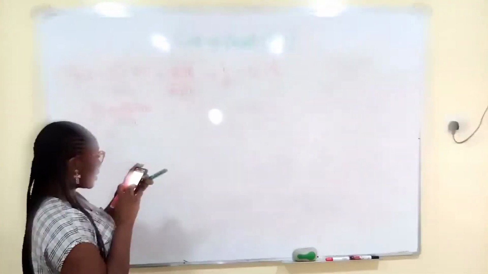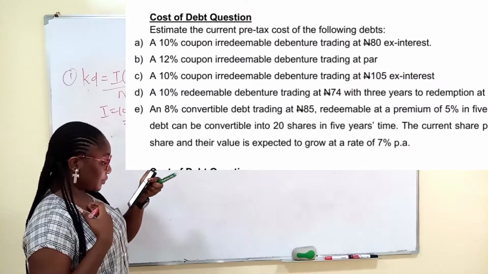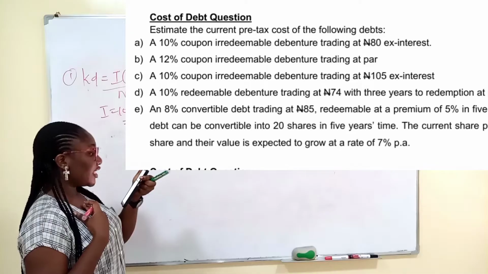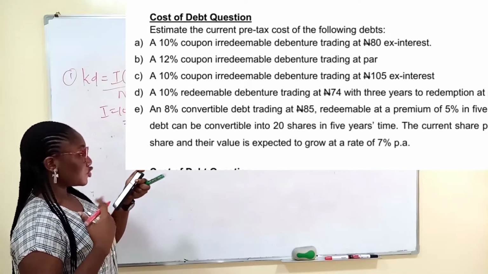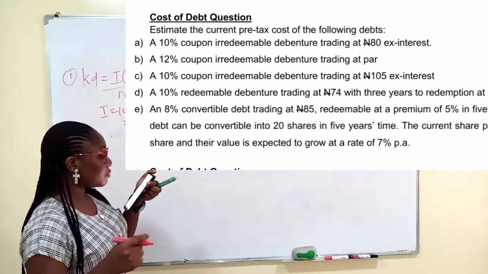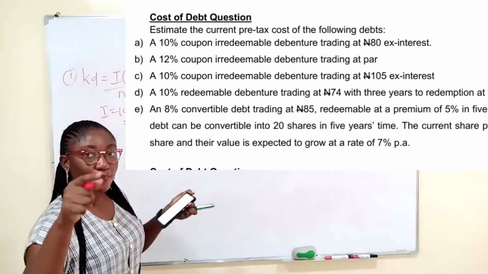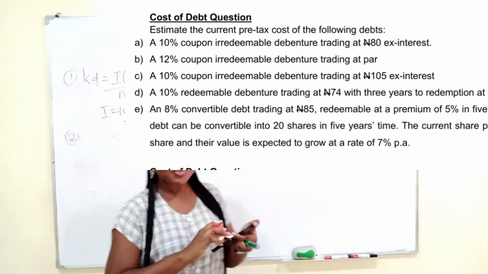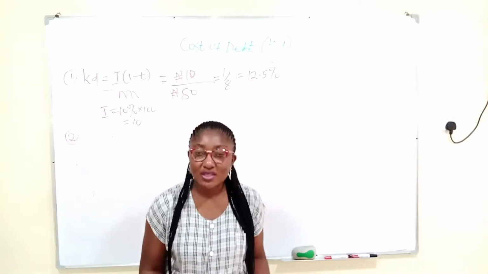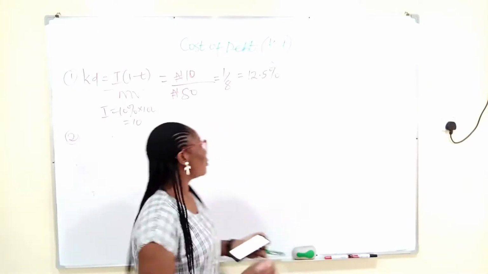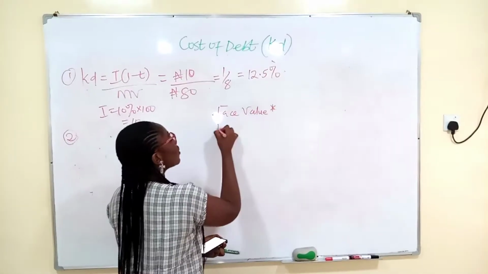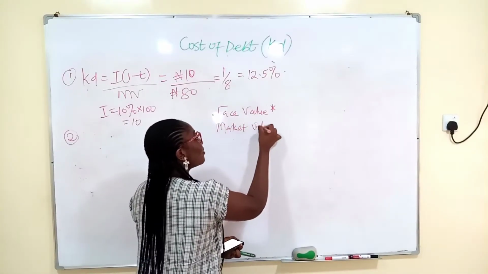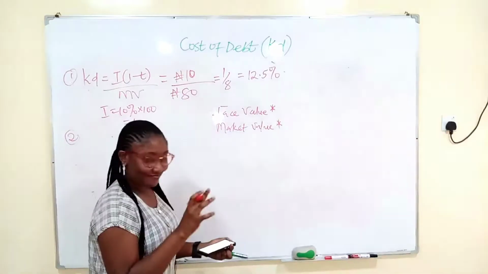Let's move to the second example, which gives us another scenario. This question says, estimate the pre-tax cost of the following debt: a 12% coupon irredeemable debenture trading at par. At par with what? That is at par with the face value. There's always a face value of debt, and there's always a market value. Market value is what it is trading at.